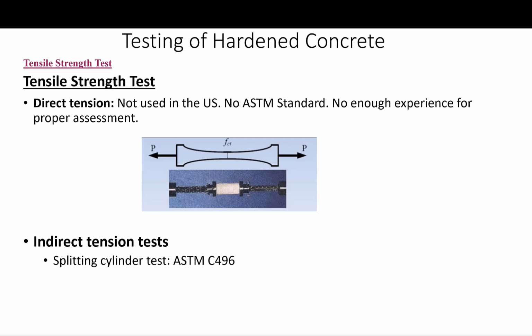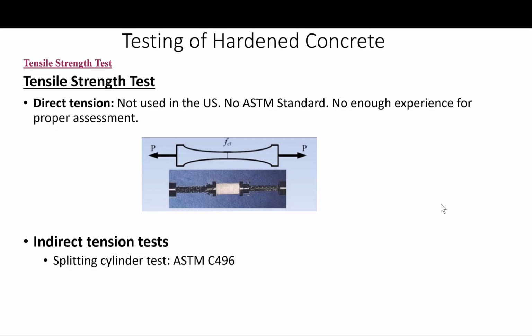This is lecture number 35 of the class, and we are continuing our discussion on the testing of hardened concrete. Last lecture we talked about why we test concrete, and we talked about the compressive strength test. This lecture we will discuss the remaining tests. So the first one is the tensile strength.